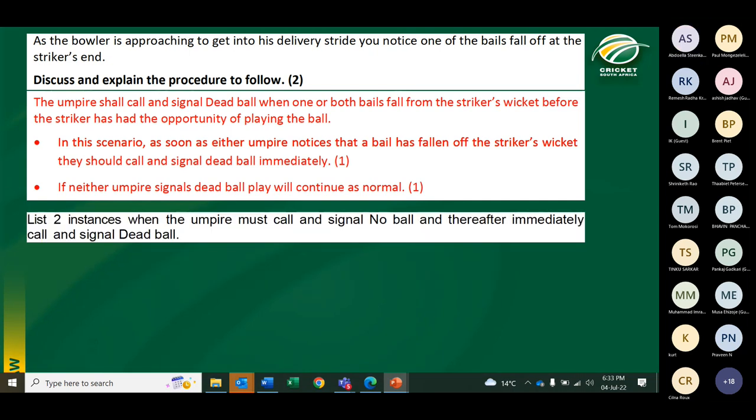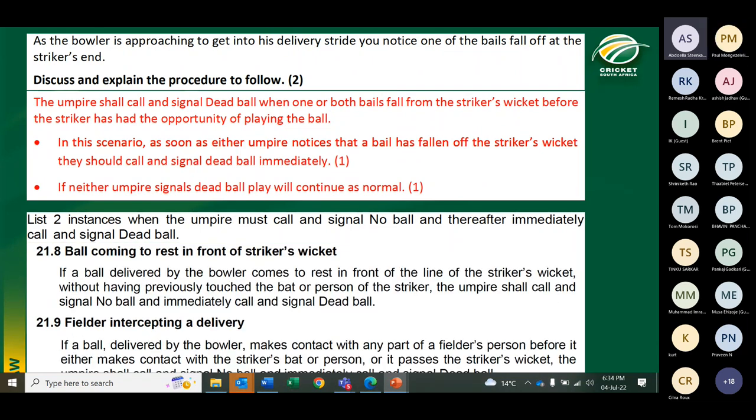We also covered no ball, and then immediately after the call of no ball, to call and signal dead ball. There shouldn't be a pause. It is immediate. So you call and signal no ball, and then a split second later, you call and signal dead ball. So those two instances are when the ball comes to rest in front of the striker's wicket. So you will call and signal no ball and immediately call and signal dead ball. And also, if a ball was delivered by the bowler, a fielder then intercepts a delivery. If that is the case, you will call and signal no ball and immediately call and signal dead ball.